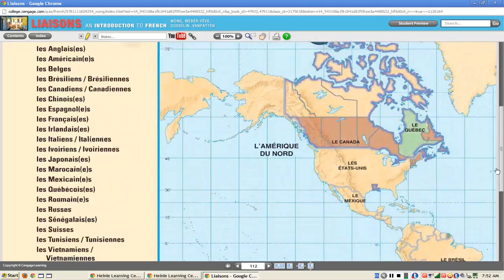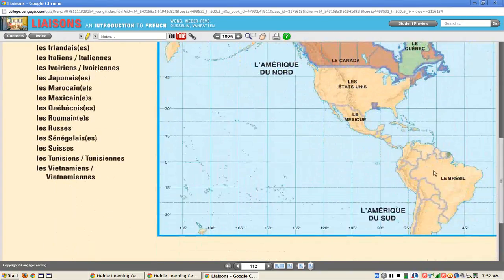Maybe we should just look at the map itself first, and we'll notice, so we have masculine and we have feminine countries. In North America, we have Le Canada, Le Québec, if you consider it its own sovereign country, Le Mexique, those are masculine. Le Brésil, the big countries in Latin America, are masculine. Les États-Unis, now this is masculine, plural.